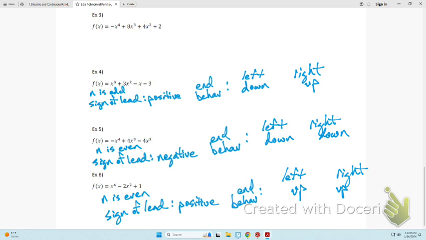And that's it. Use that table we made on the front. It'll make it a lot easier.